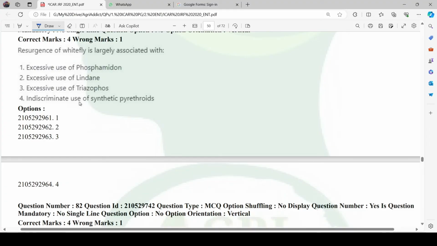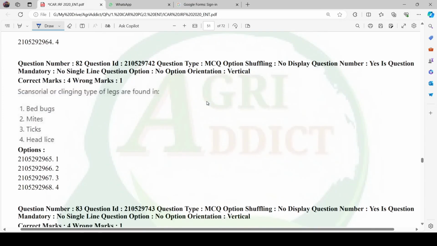Resurgence of whitefly is mainly associated with the indiscriminate use of synthetic pyrethroids, and first it was seen in the state of Punjab in cotton cultivation. Okay. Scansorial or clinging types of legs are found in, a very easy question, head lice.